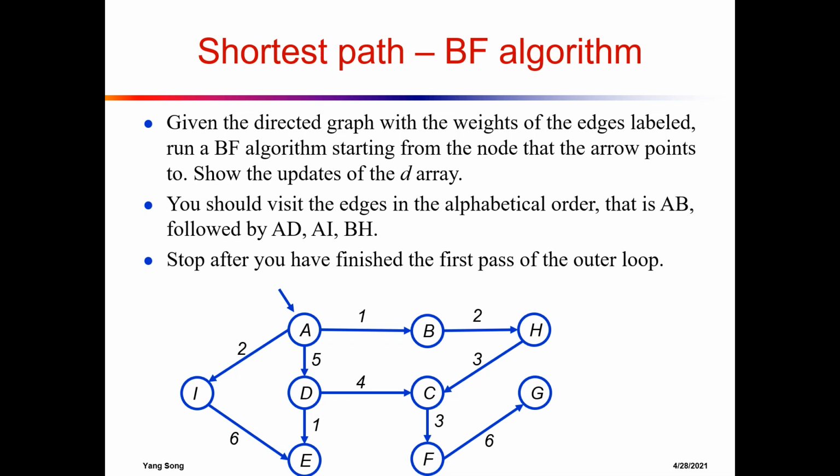And I say stop after you have finished the first pass of the outer loop. So there are a total of 8 passes we need to go through for the outer loop, but I'm only requiring one pass. Well, this is the painful part of the BF algorithm, because it requires you to do a lot of passes. Usually, if I'm requiring students to do the BF algorithm on the final exam, I require my students to only do one pass or two passes of the outer loop. Okay, so let me stop the PowerPoint and let's go to the drawing board.